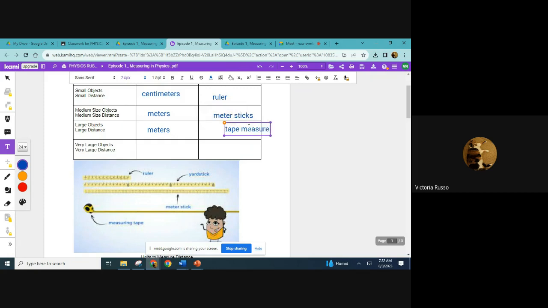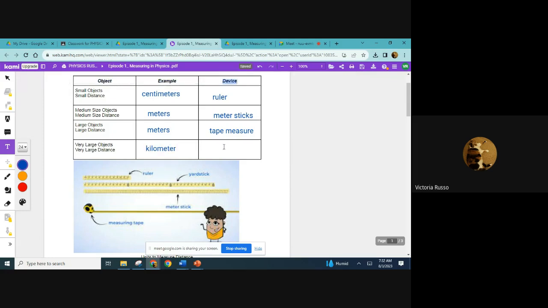All right, and then very, very large distances, like the distance from here to New York City, or from home plate to the fence in baseball, we still use meters or kilometers. Kilometers is the larger one. You can use meters or kilometers.